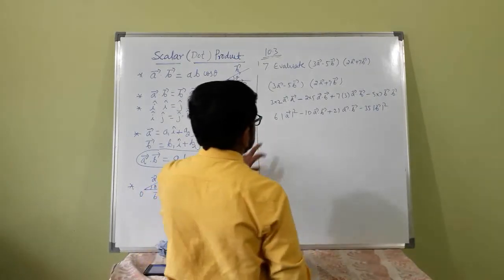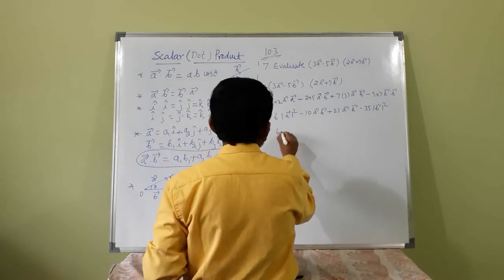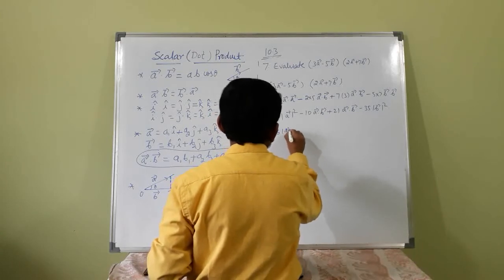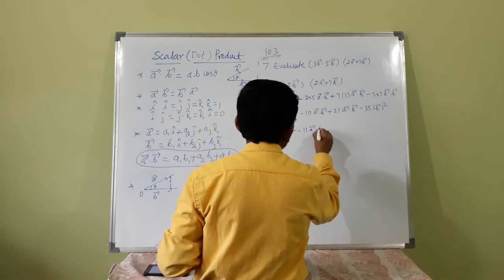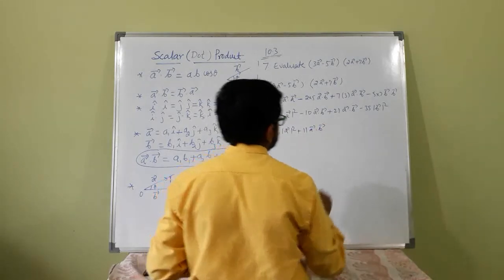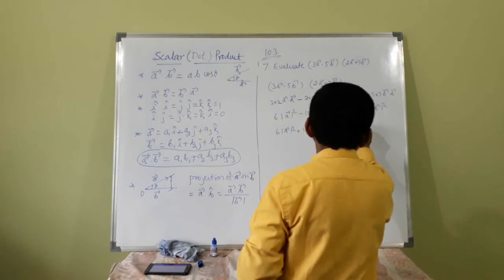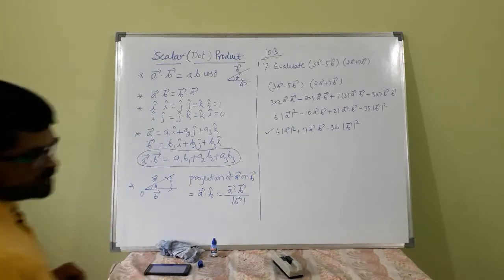That is 6 A square minus 11 A dot B minus 35 magnitude of B square is the required answer. Only this much.